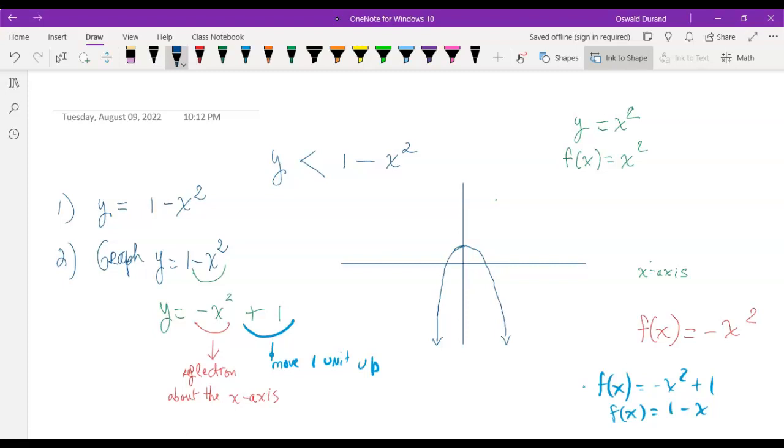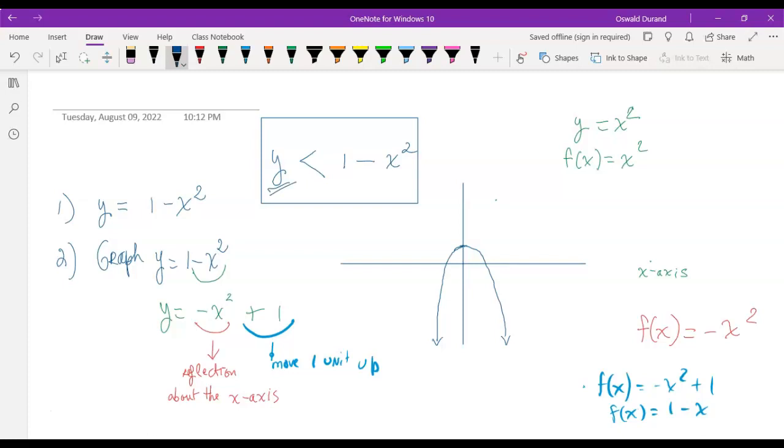Alright, so now let's talk about this statement here. Oh, I clicked this, and that's why I get the straight line, the ink shape. Anyway, all right, so I have this parabola, and now I want to know what is y when y is less than 1 minus x squared. Okay, so the inequality sign tells you that you want something that is strictly less than 1 minus x squared.